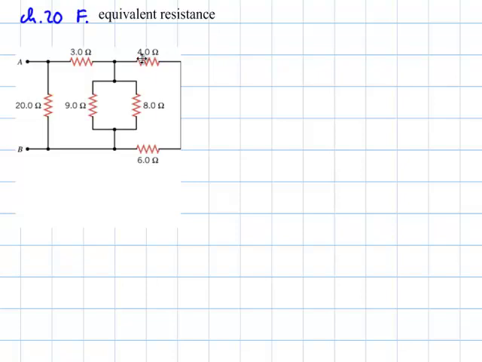Where to start? Well, either start with these two here in series or start with these two in parallel, but I'll show you in a moment why I start with the two in series. So let me write that down. 4.0 ohms plus 6.0 ohms, trivial. I come up with 10.0 ohms.